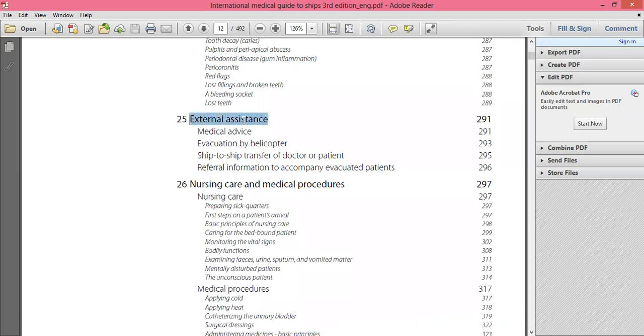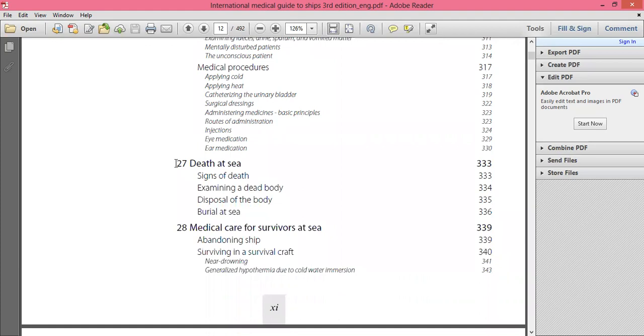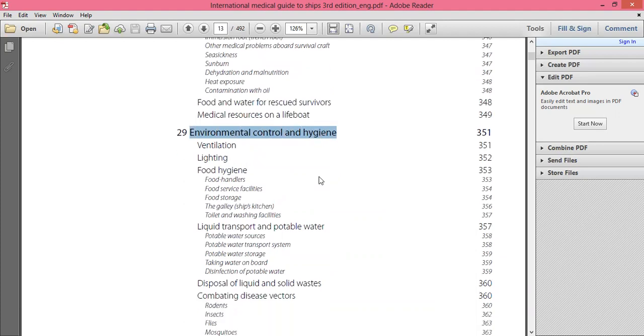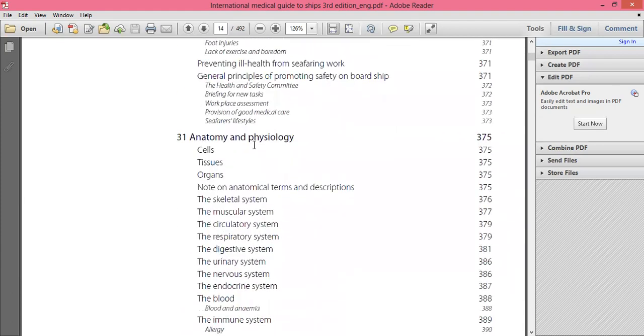external assistance, how to take medical advice, evacuation by helicopter, ship-to-ship transfer of doctor or patient, referral information to accompany evacuated patients, nursing care and medical procedures, death at sea, medical care for survivors at sea, environmental control and hygiene, preventing diseases and promoting health in seafarers, anatomy and physiology of the various systems we have in our body.